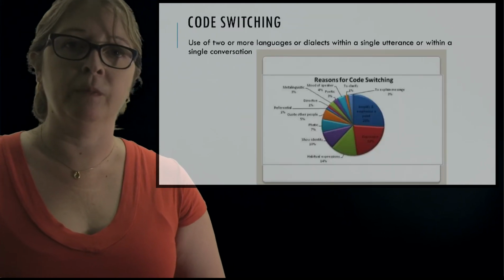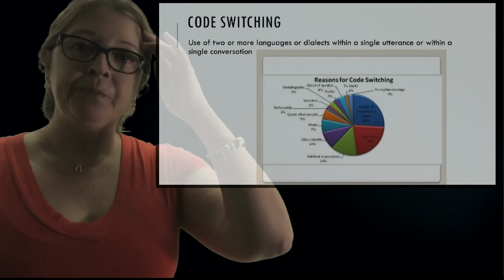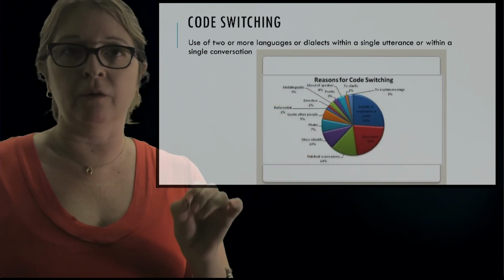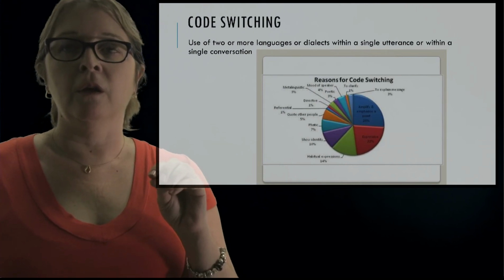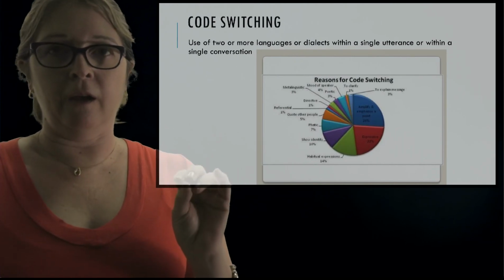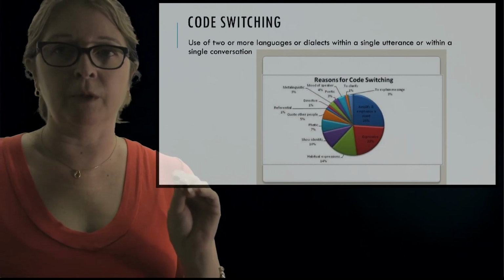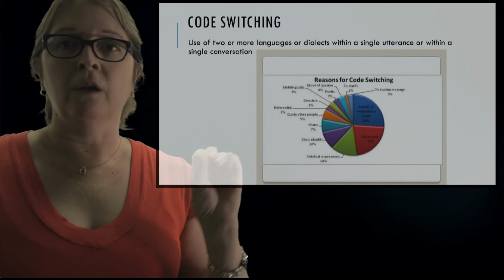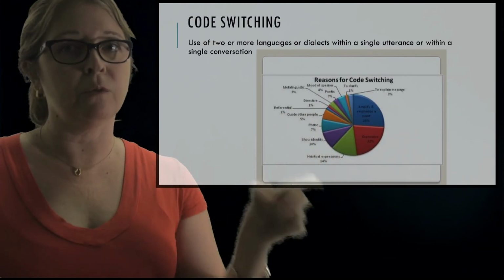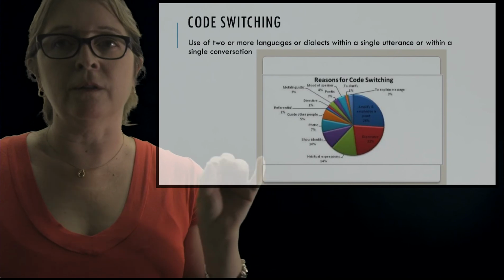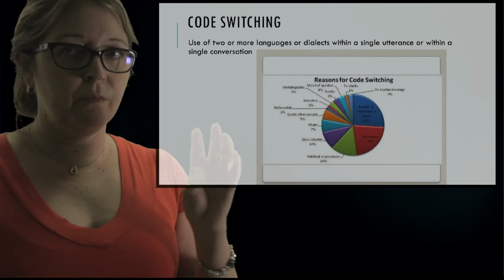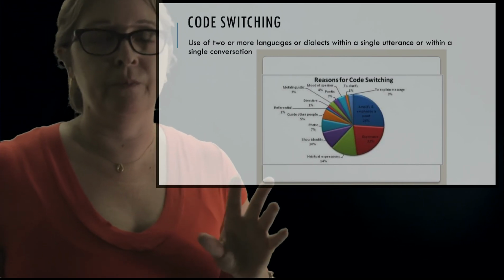I was thinking about it. Code switching is using two or more languages or dialects within a single utterance or a single conversation. I want to tell you that I strongly believe that people who code switch, not intermittently use a word or two, but if they're code switching back and forth, that means that they have a good command of both languages that they're using.